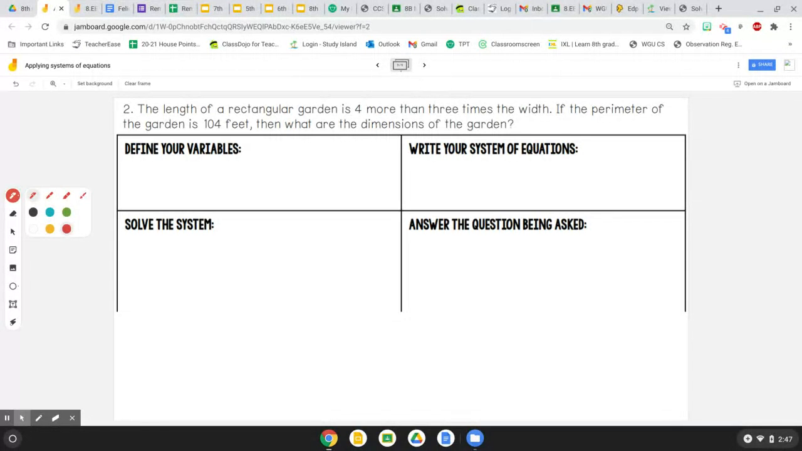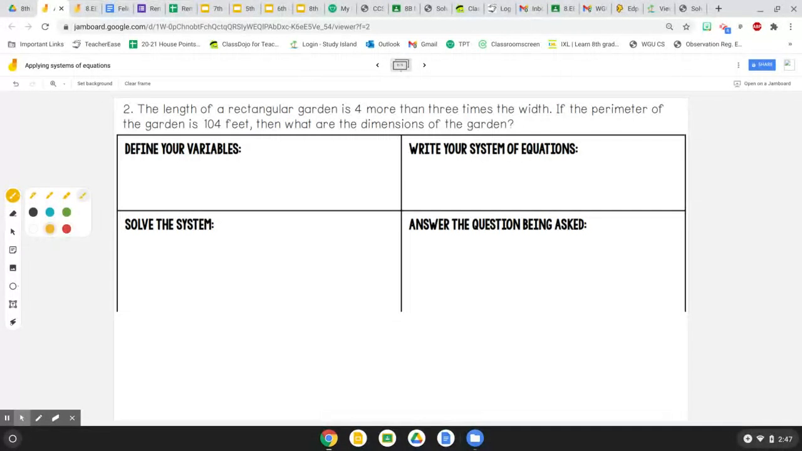I'm going to use this highlighter type thing that I don't know if it's really a highlighter. It says the length of a rectangular garden is 4 more than 3 times the width. If the perimeter of the garden is 104 feet, then what are the dimensions of the garden?